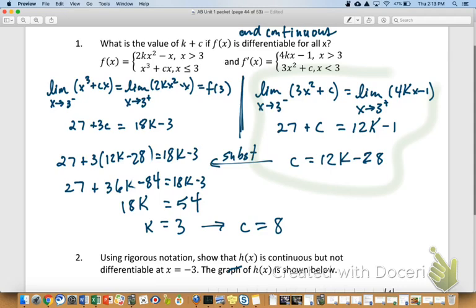Goodness. I did it better in my head than I did it when I wrote it. How about that? That's weird. No good. I'm just glad I did it. So therefore, K plus C is 11.